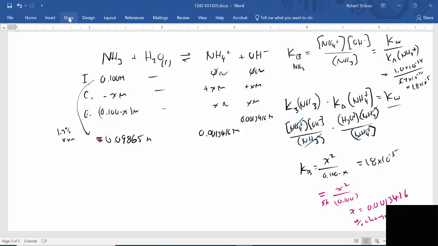Did I get that right? No, I screwed this up, didn't I? Screwed up the math. No, I guess I didn't. 0.09865, that's right. All right, so we have 1.3%. Now what we have to do is ask ourselves, do you think KW will add significant hydroxide to this?